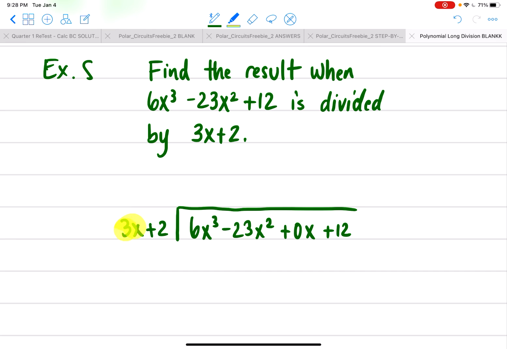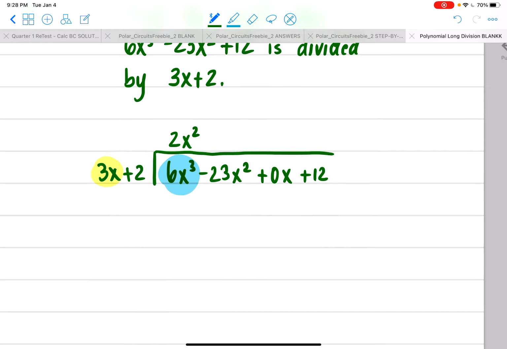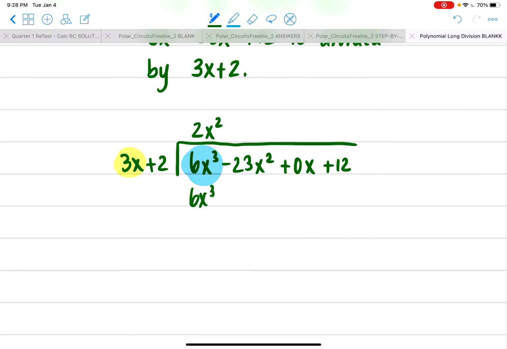Let's do this. How many times does 3x go into 6x cubed? That would be 2x squared. Let's multiply: 6x cubed plus 4x squared. And here we go. So this is 0. I'm not going to write a 0 though. Negative 23x squared minus 4x squared is going to give us negative 27x squared. You can bring down the 0x, but it's not going to do much, but we'll bring it down anyway.